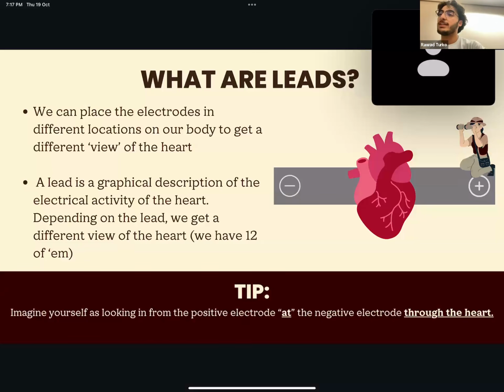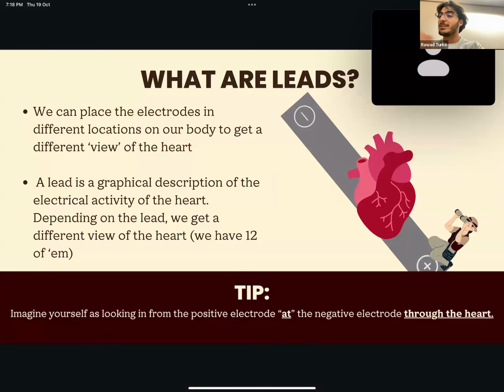How would that look on an ECG? Can anybody tell me? It's not directly towards the positive electrode. It's going obliquely, it's going diagonally. Yes, so it's going to be positive, perfect. It's going to be positive, but it's not going to be as positive as this lead. So another way of looking at this would be this way. This is what I just described. So this is one lead, this is another lead.